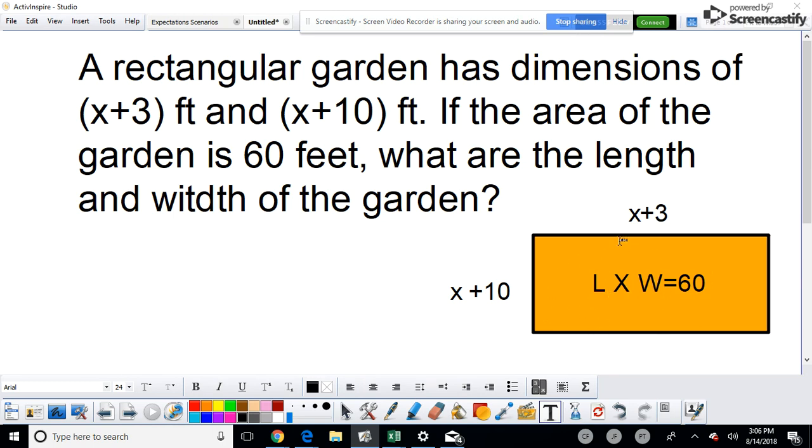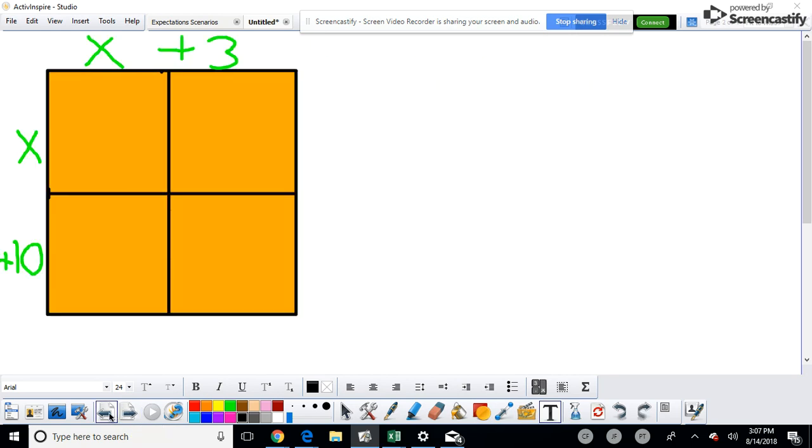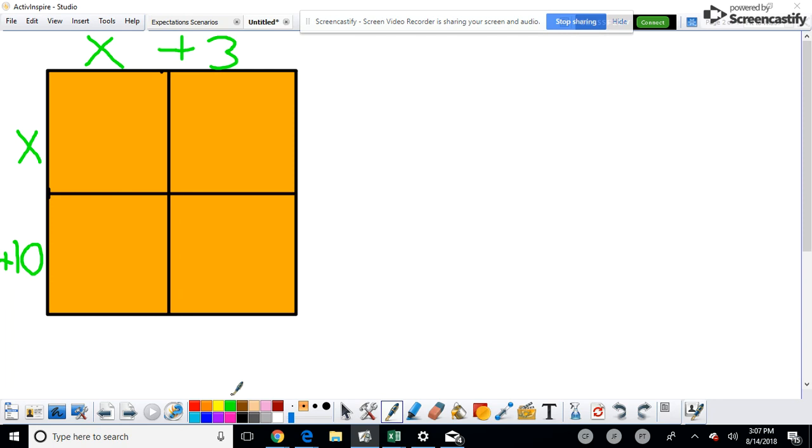This is the information I'm given so far. I already know that this represents my length and this represents my width. When I multiply the length times the width, I get 60. How did I know that? Because the area of a rectangle is length times width. So we're getting ready to put our equation together so we can solve it. First, I need to multiply x plus 3 times x plus 10. You have two ways to do that: the FOIL method or the box method. I'll hurry through both ways.